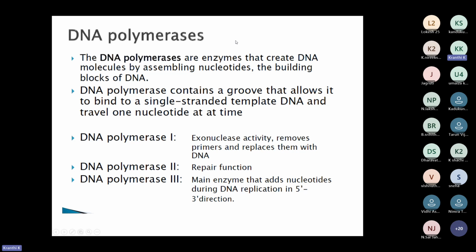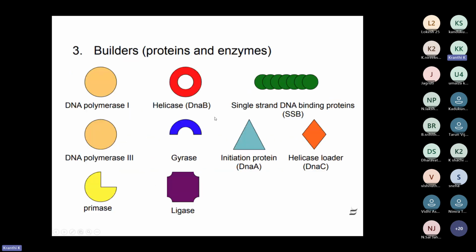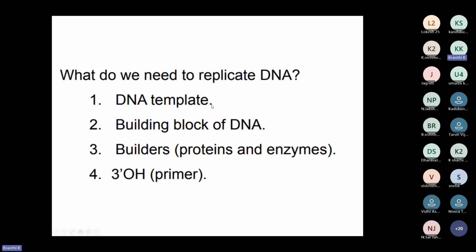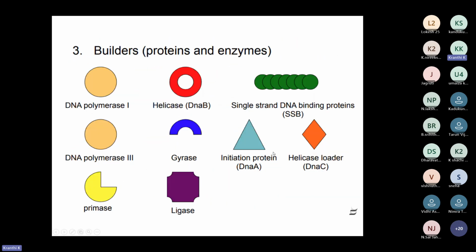Then coming to the DNA polymerases. So what are the DNA polymerases here? See, one is the strand. We need a template, single strand. Later we need the building blocks. Building blocks means adenine triphosphate, guanine triphosphate, deoxy. We need the nucleotides. Later we need the proteins and enzymes. Then primer. Then coming to the builders. In the builders, we have different types of proteins, right?